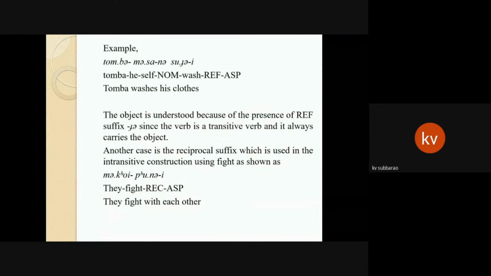For example, reflexive in Manipuri or Methi is optional. So let's take this sentence. Tomba na, of course, na you did not use, but that's optional. Tomba na, masana, suja, sujay. So that ja can be dropped. Then what happens to the valence decrease? If it is really a valence decrease particle, yes, I agree.